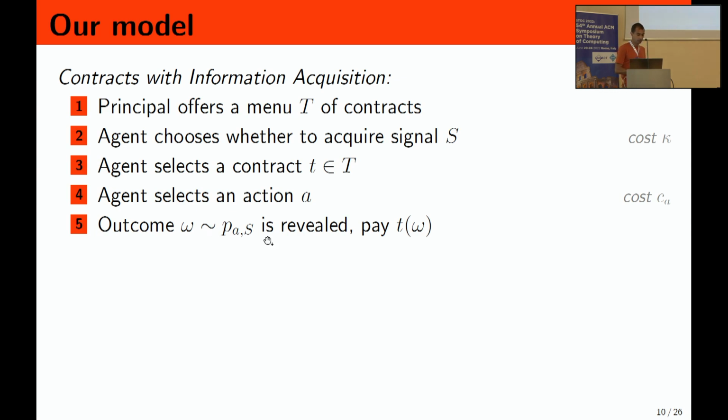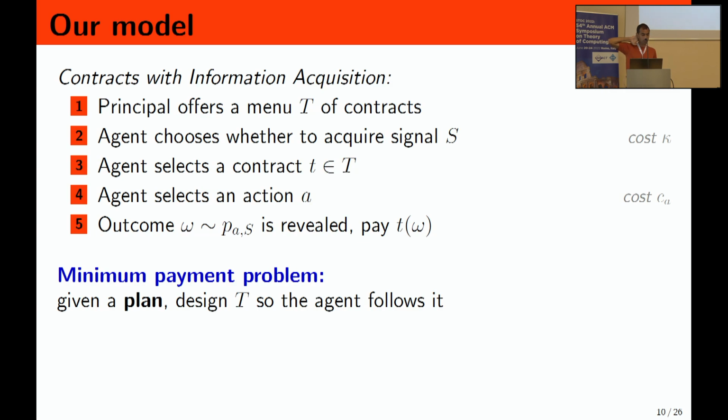It's important that the outcome is drawn from a distribution that depends both on this hidden information and on the action that the agent took. Okay. And so, yeah, the agent might want to acquire the information so that they have a better sense of how their actions will impact their payments. Okay, and as I mentioned, we want to solve this minimum payment problem. So given a plan, try to design a contract menu so that the agent follows the plan.